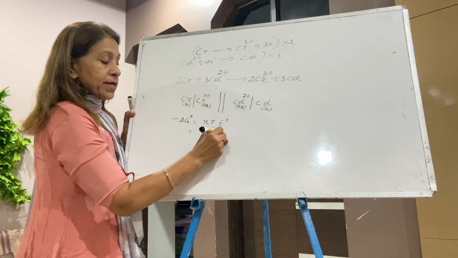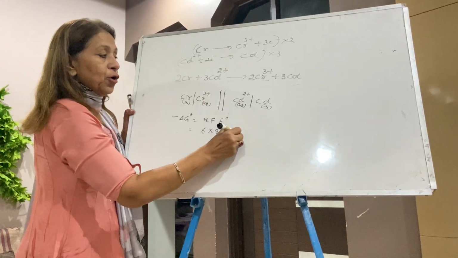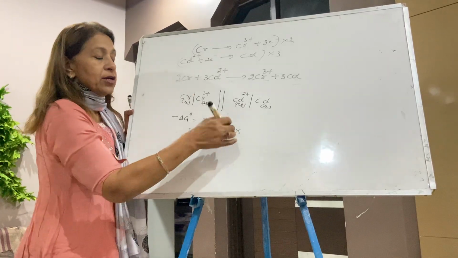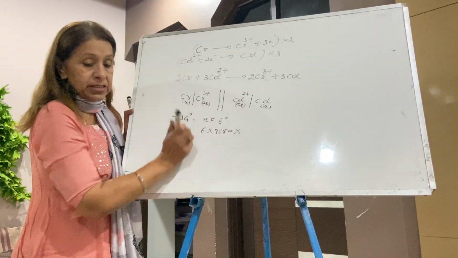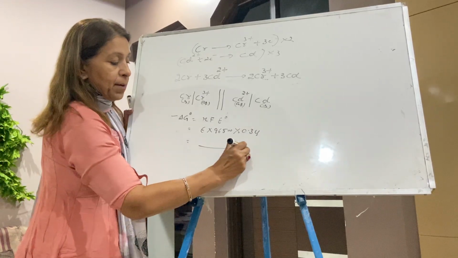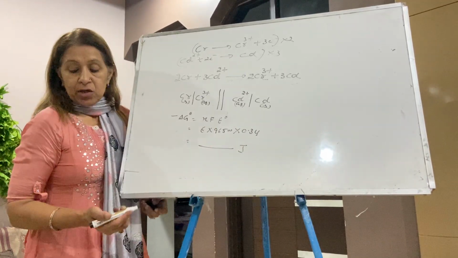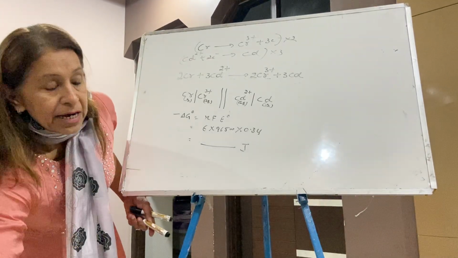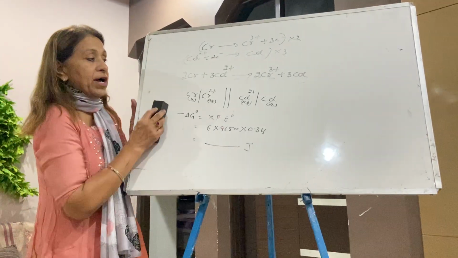Faraday is 96500. E naught is given or sometimes not given. Then you can calculate cathode minus anode, or right minus left. It is given 0.34. Your answer will come in joules. So in this way you can calculate your free energy. I will give you the assignment. From that assignment you can solve the numericals.